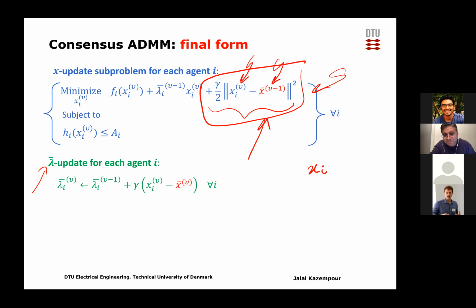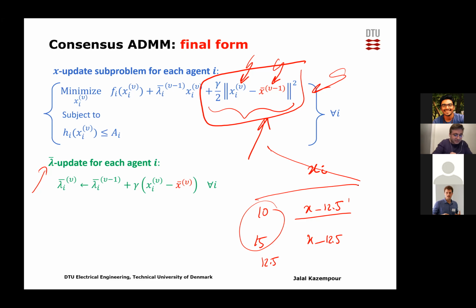Right? So for example, if in the first iteration you get 10 and 15, then the average is 12.5. In the next iteration, they penalize their objective function, saying x minus 12.5, and also here, x minus 12.5. So they are penalizing their objective function over iterations with respect to the average value of the common variable among all agents. And this way they are reaching a consensus.